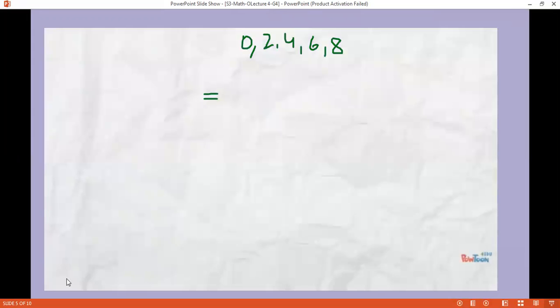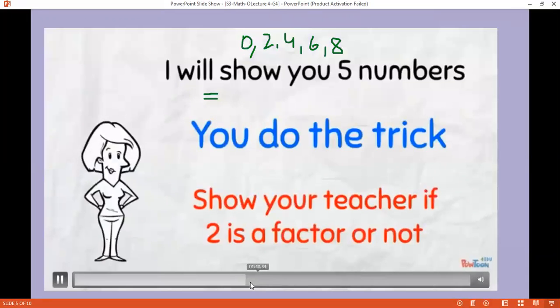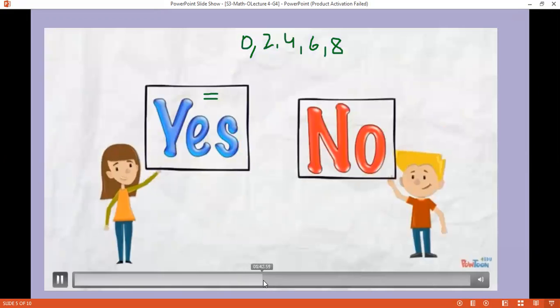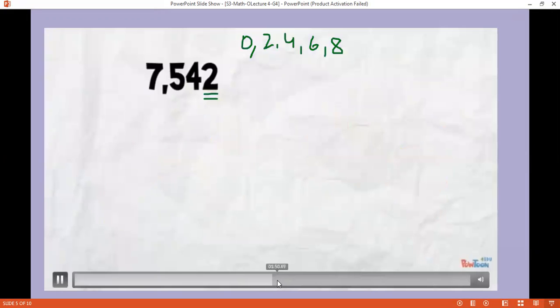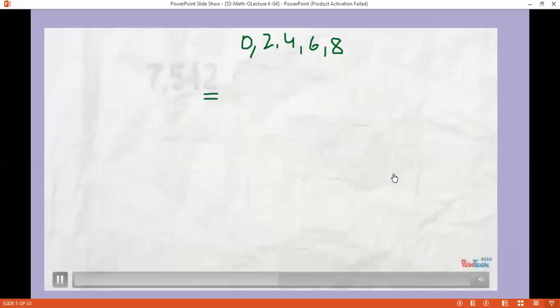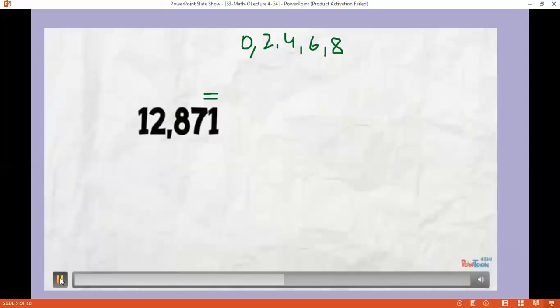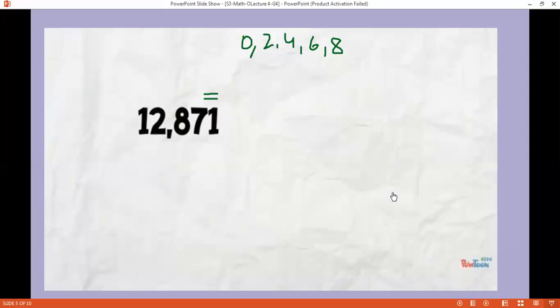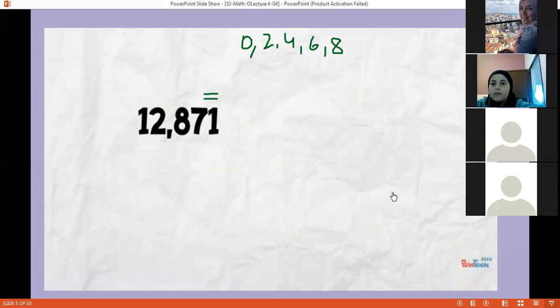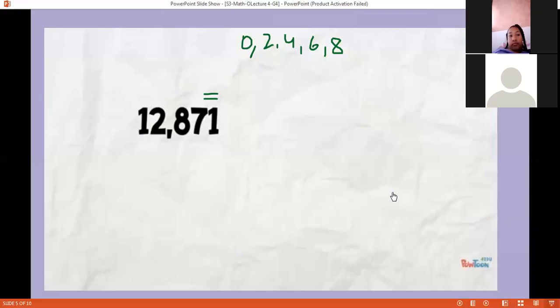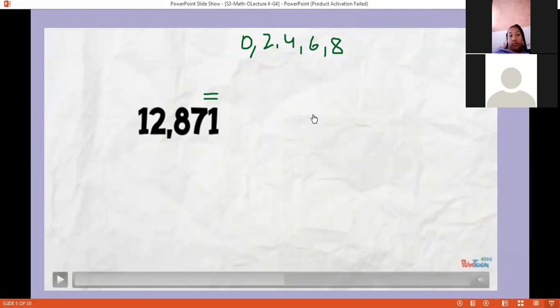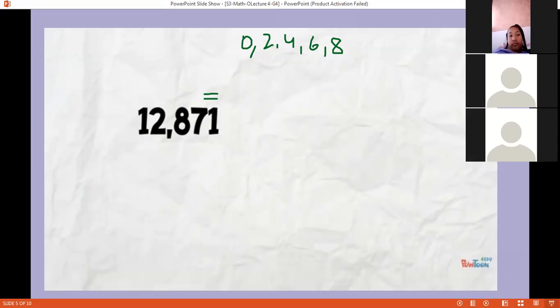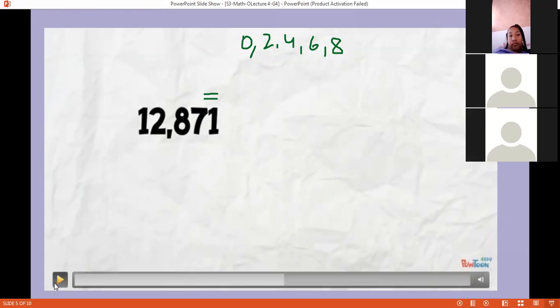Let us continue. So for the first number, it's divisible by 2. Let us see the second number. Let me choose someone. I'm going to choose Amir. Amir, what do you think about this number? No, because it ends with 1. Excellent, Amir. So it's not divisible because it ends in 1, it's not an even number.